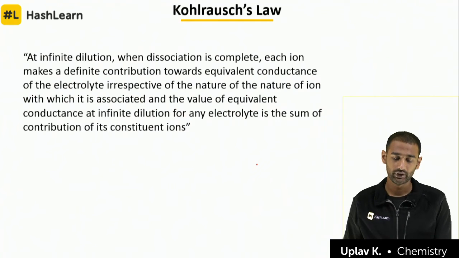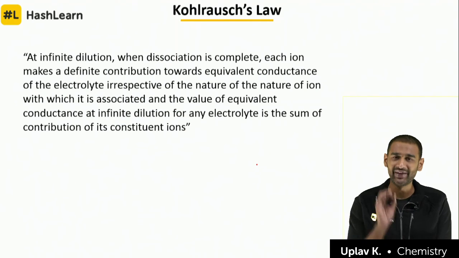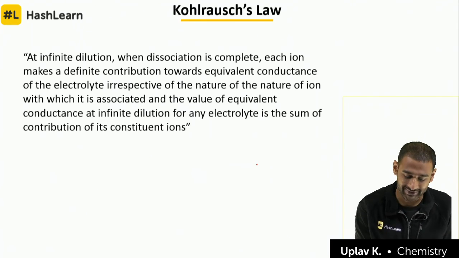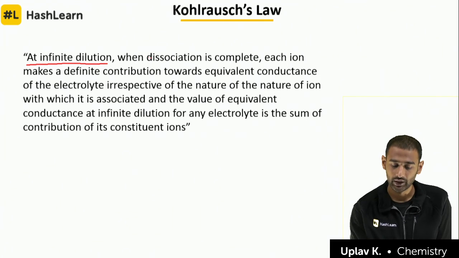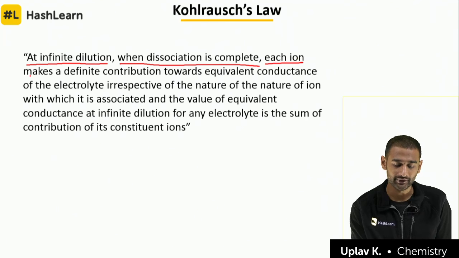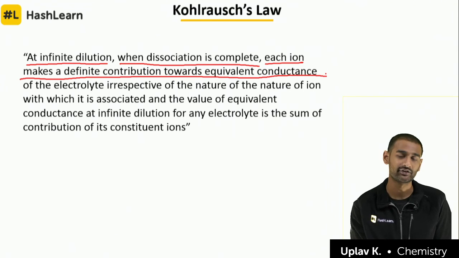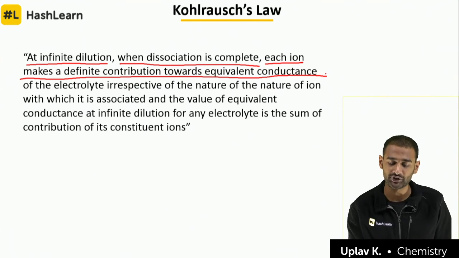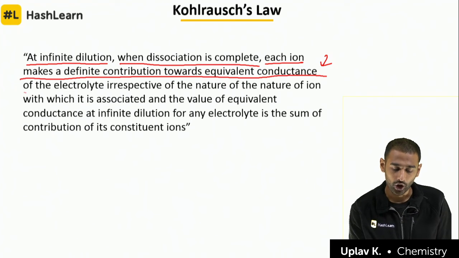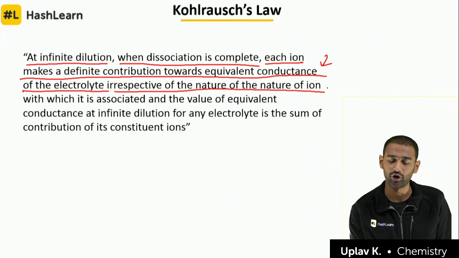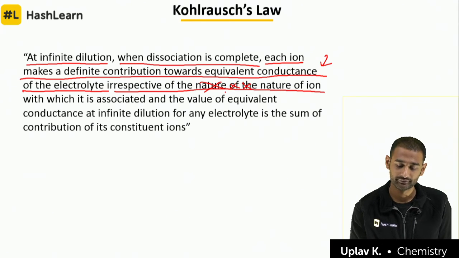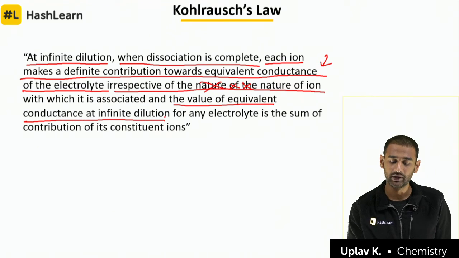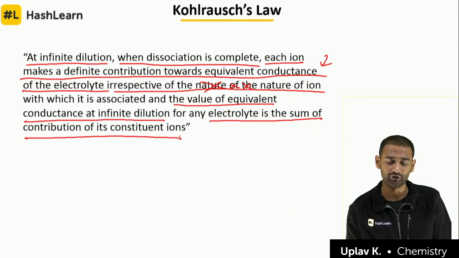Okay. Now what is the Kohlrausch law? तो देखो law बहुत ही basic सा चीज है, इसको आप complicate मत करो. Just try to think of it as a mathematical theory. Okay. What it says, just listen. At infinite dilution, when dissociation is complete, each ion makes a definite contribution towards equivalent conductance, because eventually क्या हो रहा है? Each and every ion will move, right? So I can say each ion makes a definite contribution towards equivalent conductance of the electrolyte irrespective of the nature of the ion with which it is associated, and the value of equivalent conductance at equivalent dilution for any electrolyte is the sum of the contribution of the constituent ions.